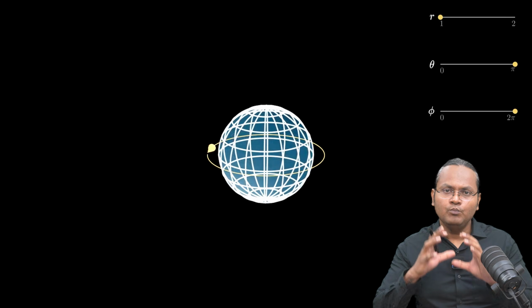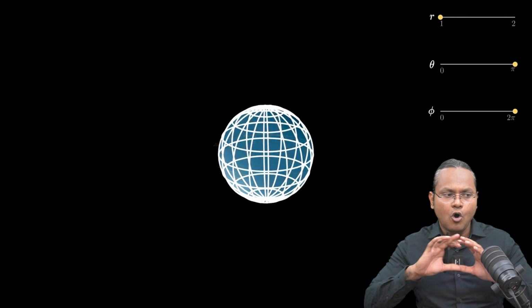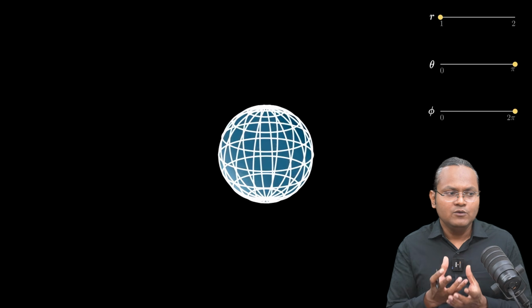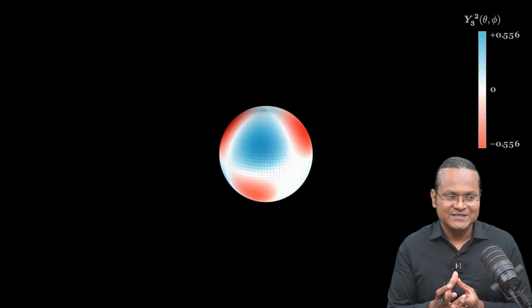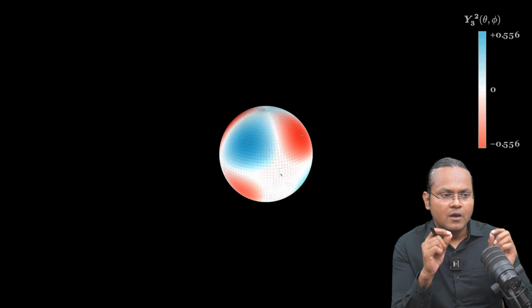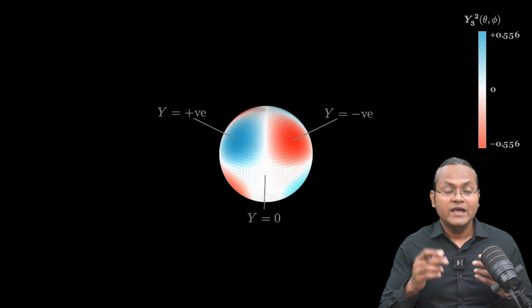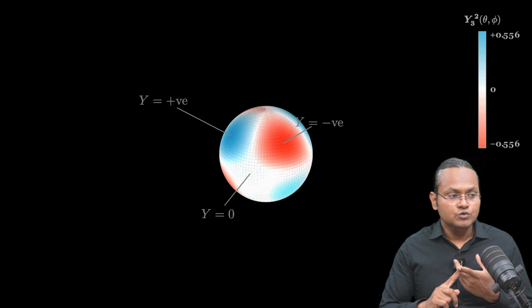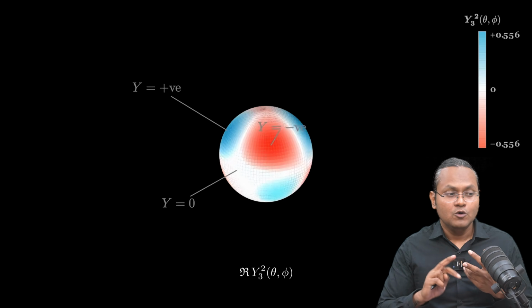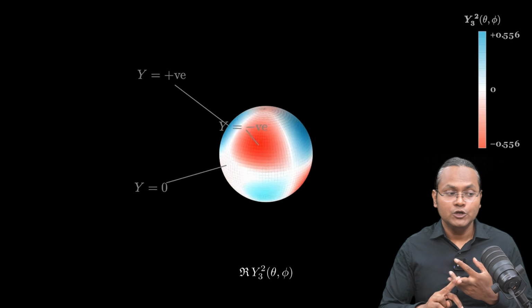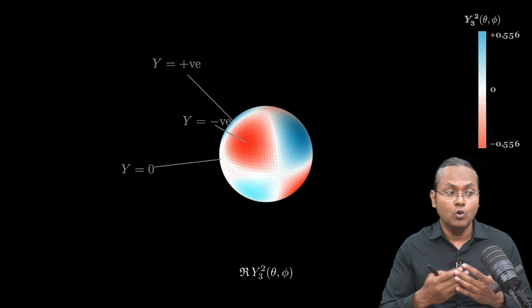If we somehow plot functional values on the surface of the sphere, then we will get something that looks like this. You see? The different colors represent different values. The reds represent negative values, the blues represent positive values, and the whites represent zero value, where the eventual wave function will go to zero.